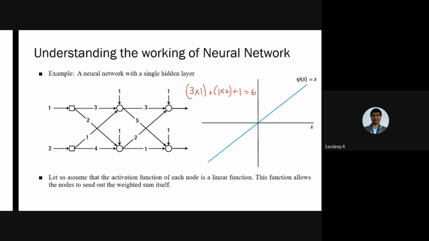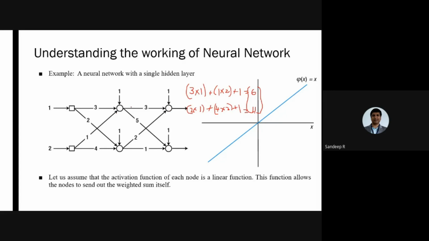6. And let's do similar calculations here. The weight is 2 into 1, plus 4 into 2, because this is the input, plus the bias 1. So 4 into 2 is 8, 8 plus 2 is 10, plus 1 is 11. So this is nothing but the output of the first hidden layer: 6 and 11, because everything is numbers. And we continue to do the same thing here also.